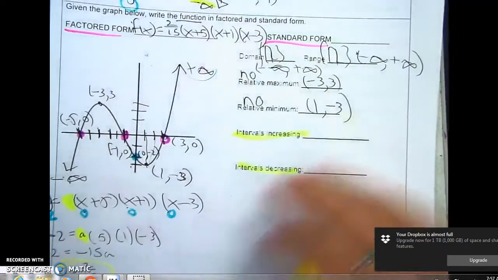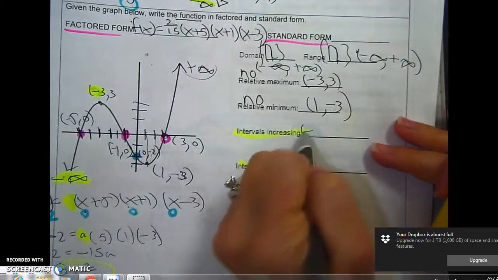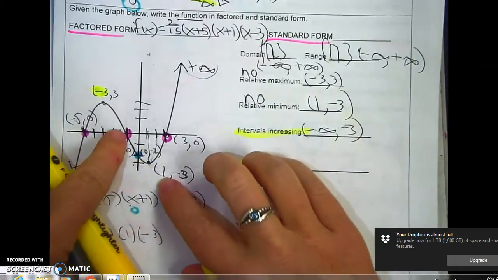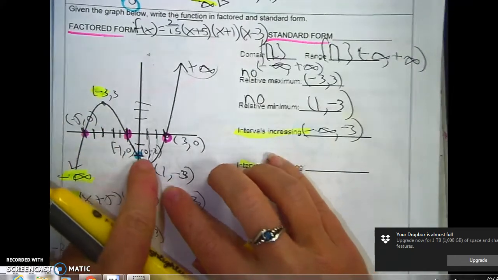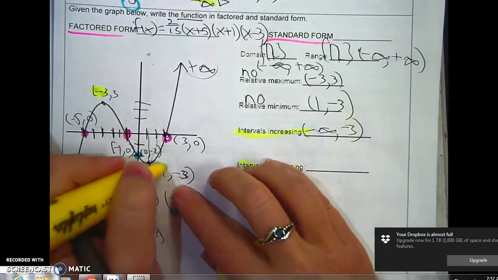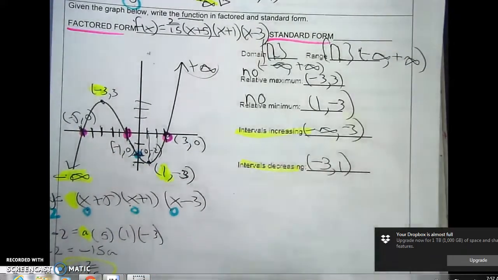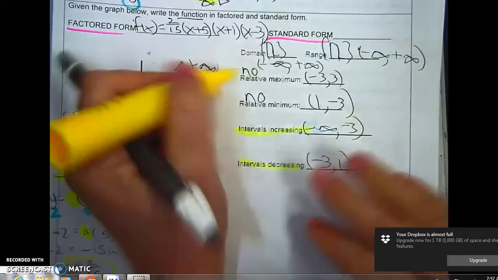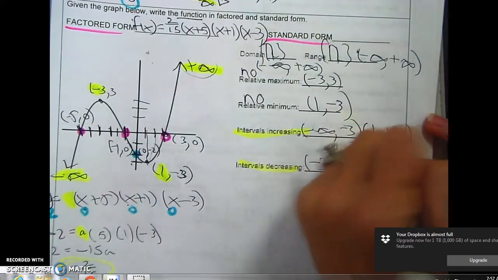Intervals. The intervals are all based on your x. So -∞ to -3 is my increase. Now remember, we're not going to stop here. We got to go to the bottom because we're going down, down, down, down, down until we hit that 1, -3. So down from -3 to 1. And then we're going up. Don't stop at the x-intercept. We're going up, up, up until we hit positive infinity. So that's 1 to positive infinity.